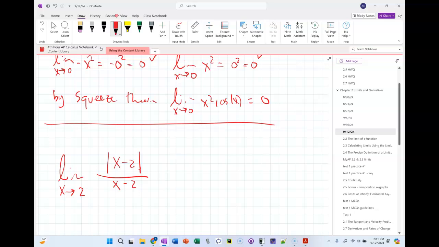How do we do something like this? Can I do a direct substitution? No. Why not? 0 over 0. Great. It's one of those indeterminate forms. That tells me nothing. What can I do with this?